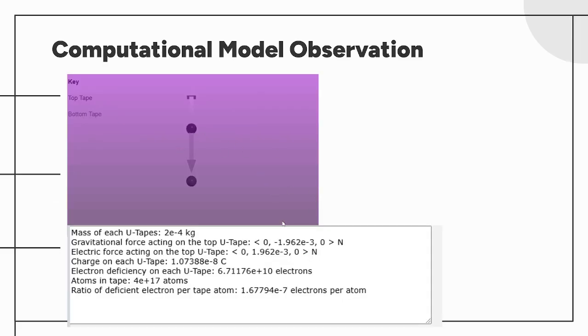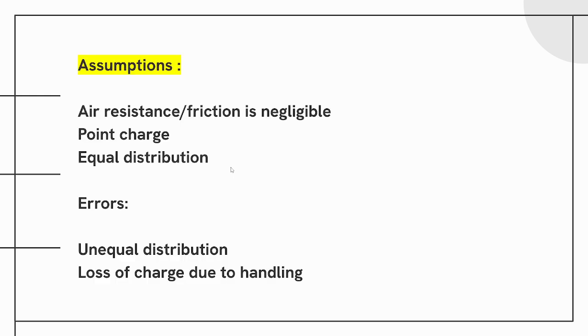Now, by looking at the results, we see that the mass is the same, but the gravity over here is different. And you can see that this is the top tape and the bottom tape, and it's going like this. The assumptions we had to make were that there was no air resistance or friction, and that it was a point charge with equal distribution.